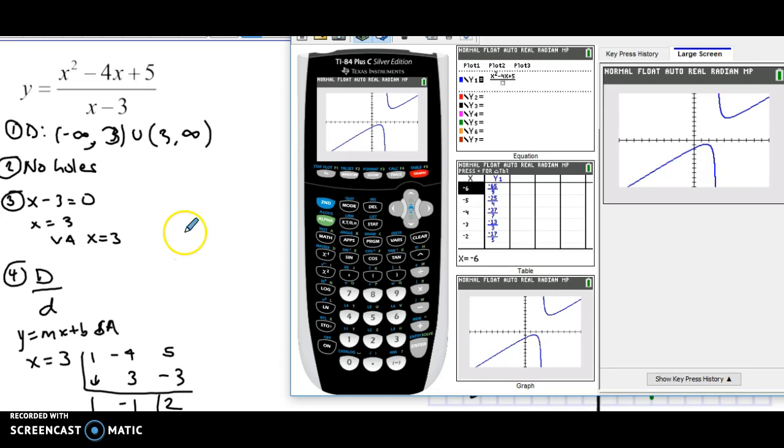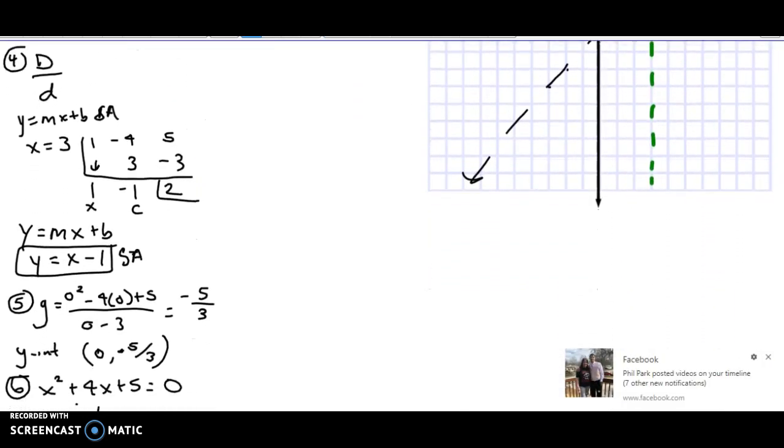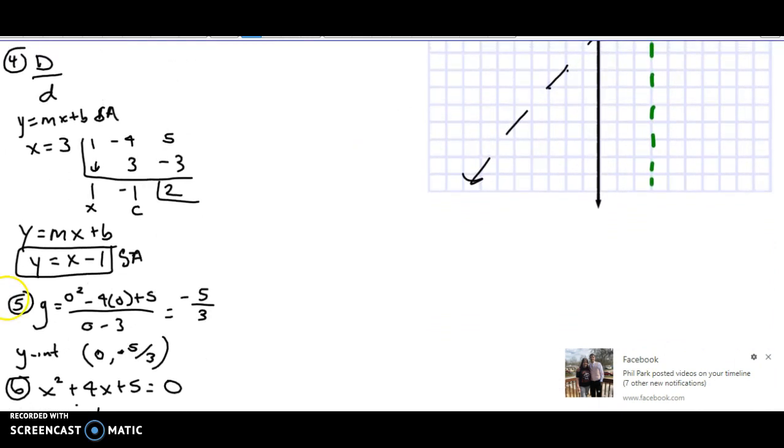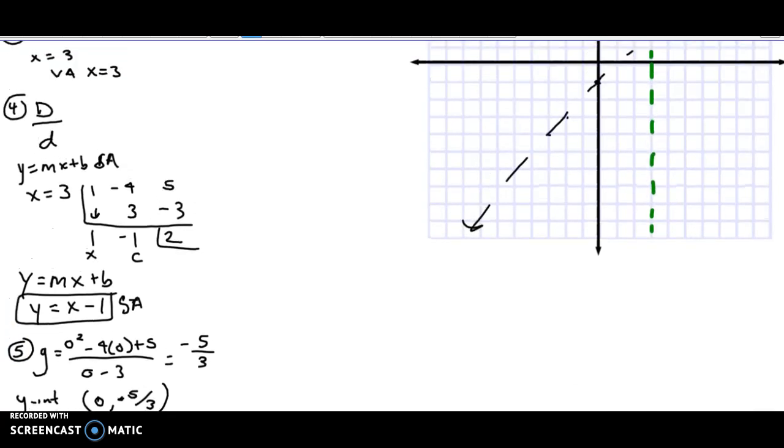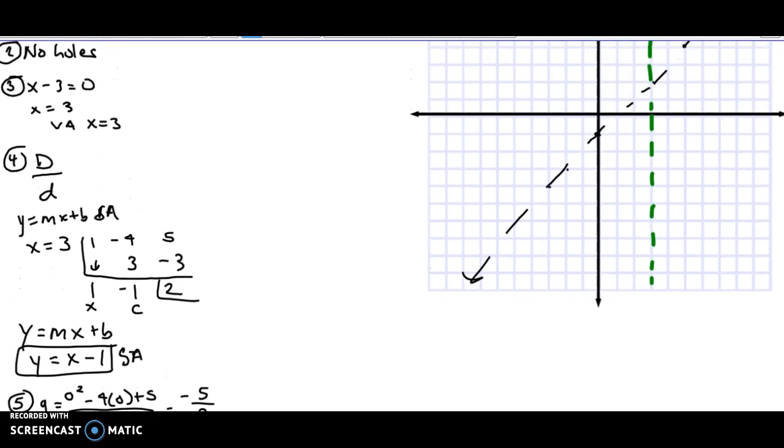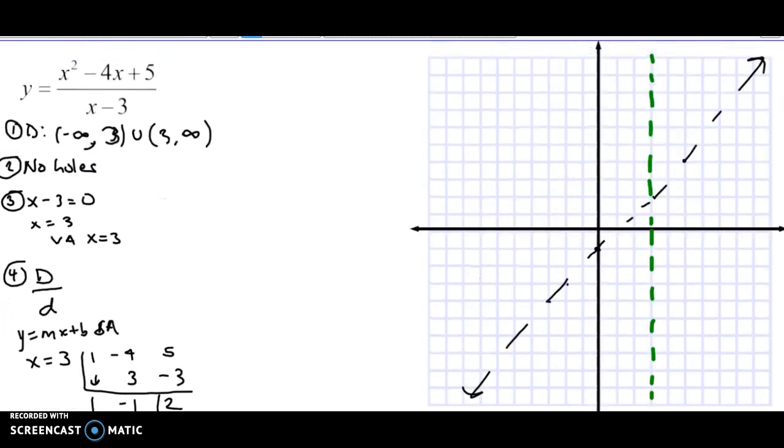So I'm going to go ahead and plot that point for the y-intercept, which was -5 over 3. Intercept, -5 over 3. Maybe right. Here's my one graph, and the other one is up here.